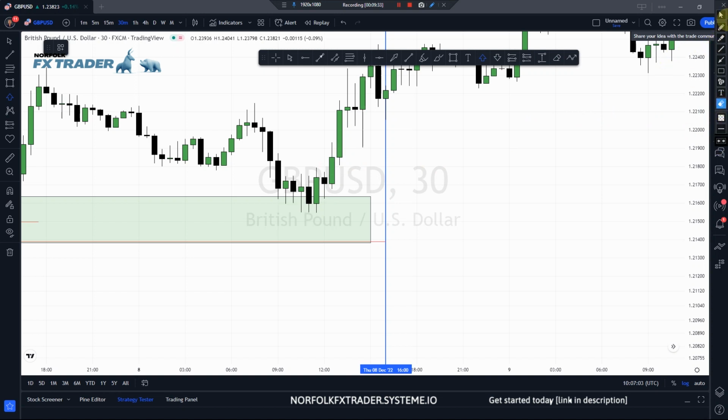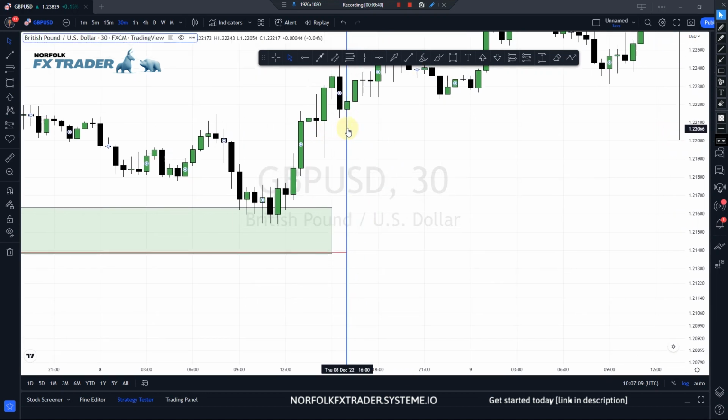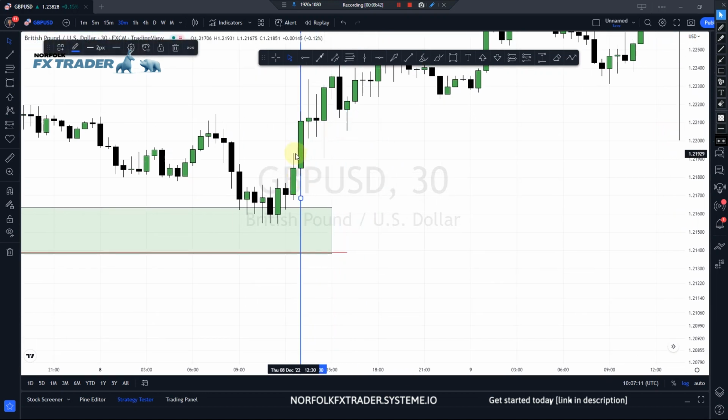So just remove all that. And then we mark this off. Oops, wrong thing. Let's grab this level. So this is our close through. And where is the candle we're marking off? This area. So that is now classed as our change of character.